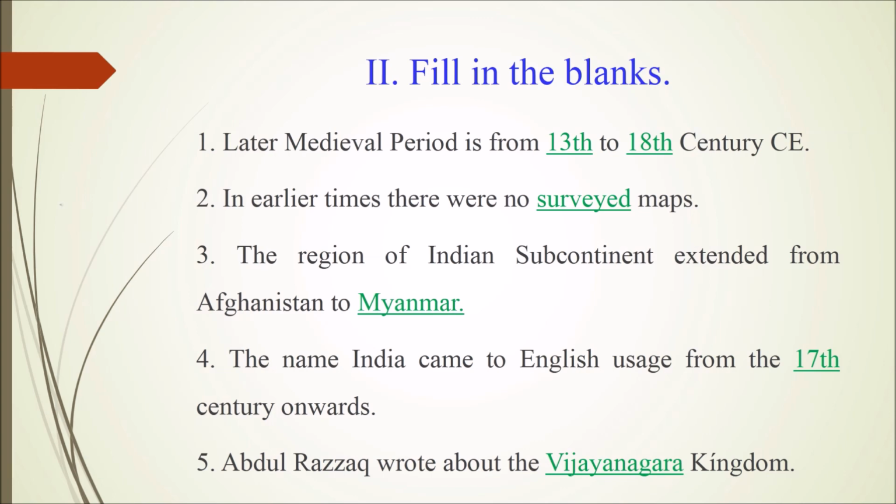Question number 3. The region of Indian subcontinent extended from Afghanistan to dash. Answer is Myanmar. Question number 4. The name India came to English usage from the dash century onwards. Answer is 17th century. Question number 5. Abdul Razak wrote about the dash kingdom. So the answer is Vijayanagara.